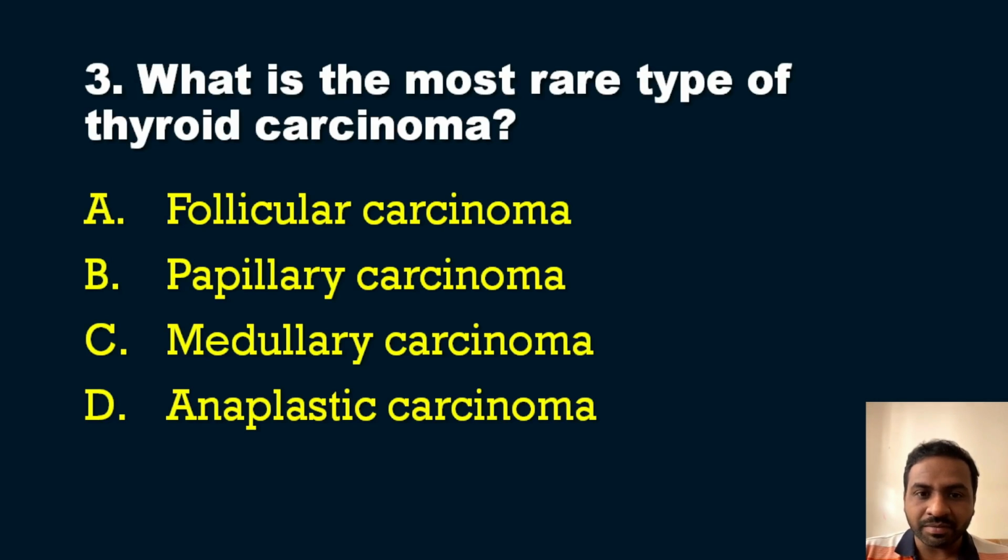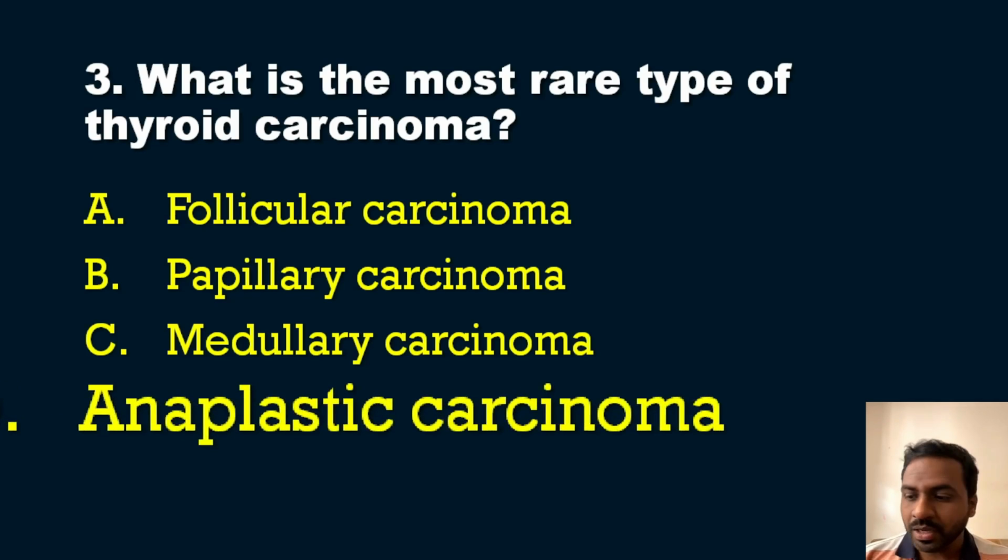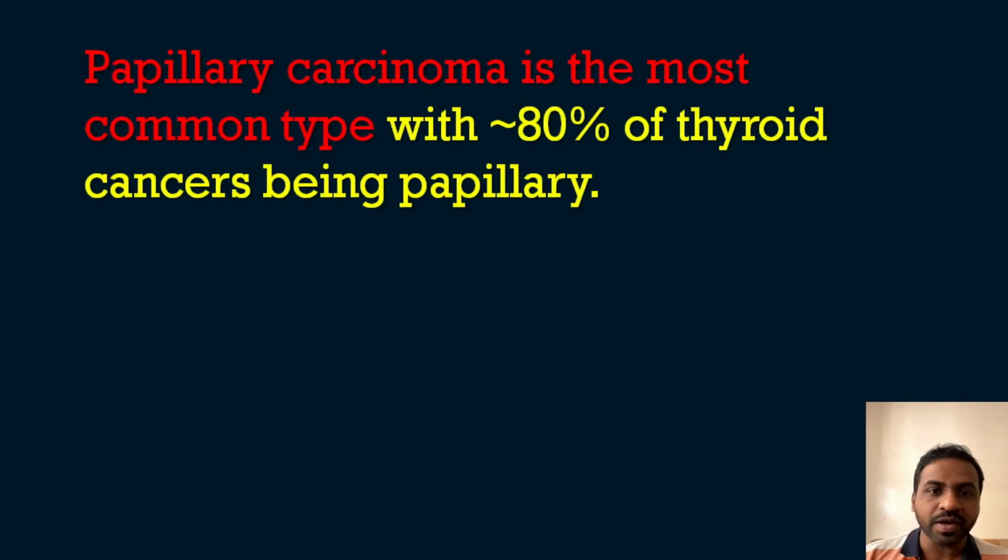Whenever any forms of carcinomas are concerned, we should learn which is the most common type and which is the rare type. So we can expect questions like this. So what is the answer for this question? The answer is option number D, that is anaplastic carcinoma. So you should understand which is the most rare and which is the most common type of carcinoma in the thyroid gland.